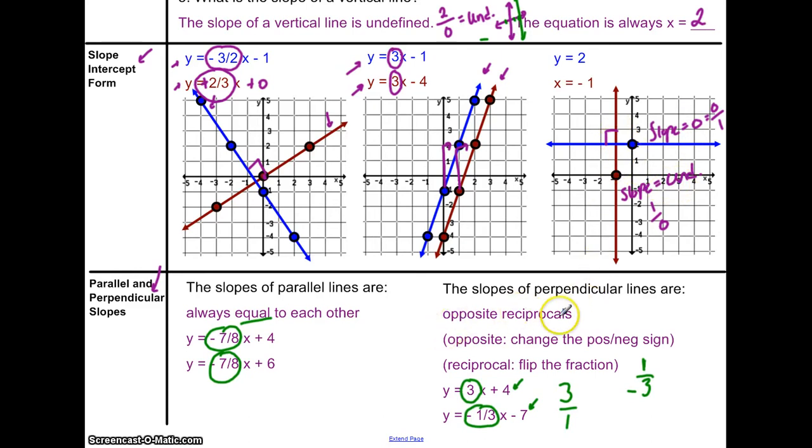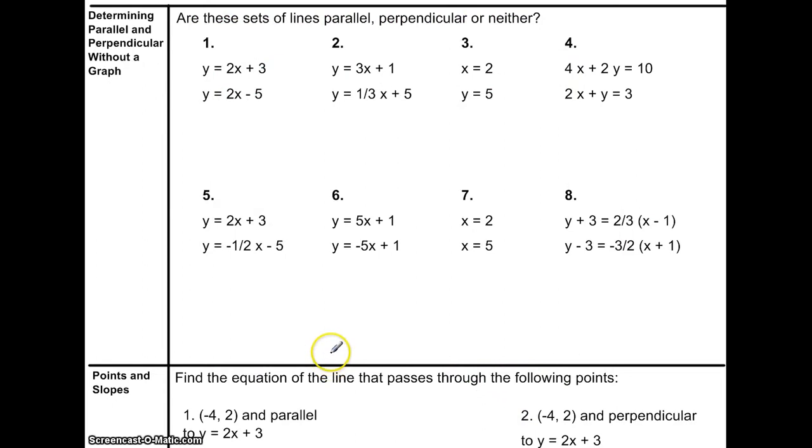Let's flip to the backside to determine whether lines are parallel or perpendicular without a graph. Are these sets of lines parallel, perpendicular, or neither? Pause the video here and look at each pair of lines and determine whether those lines are parallel, perpendicular, or neither, and think about why they might be parallel or perpendicular. Pause the video now. The answers for 1 through 4 will be up in 3, 2, 1.